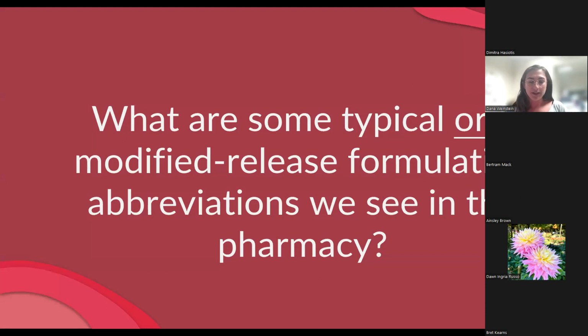So I have some participation questions. Also feel free to write it in the chat. What are some typical oral modified release formulation abbreviations we see in the pharmacy? ER. Also ER, CR, yep. IR, yep. Perfect.